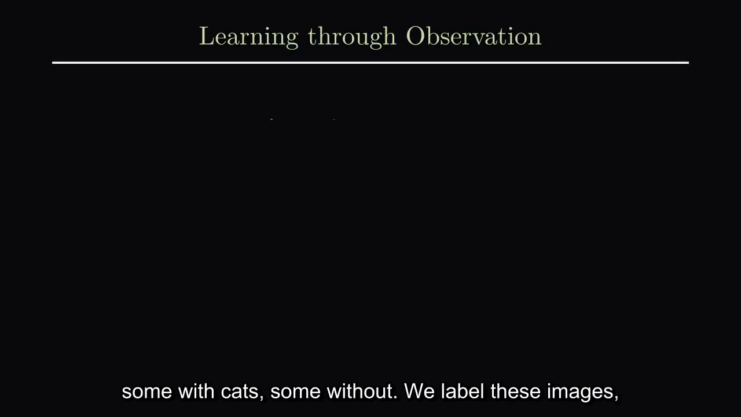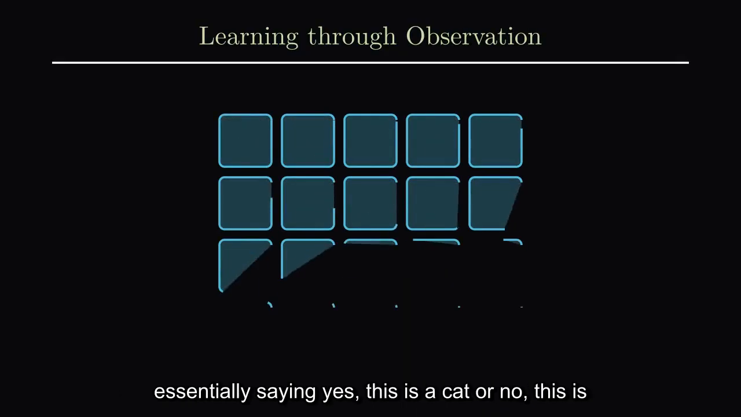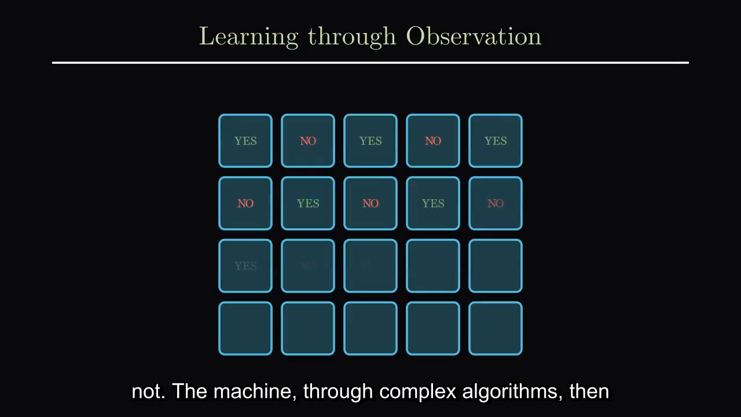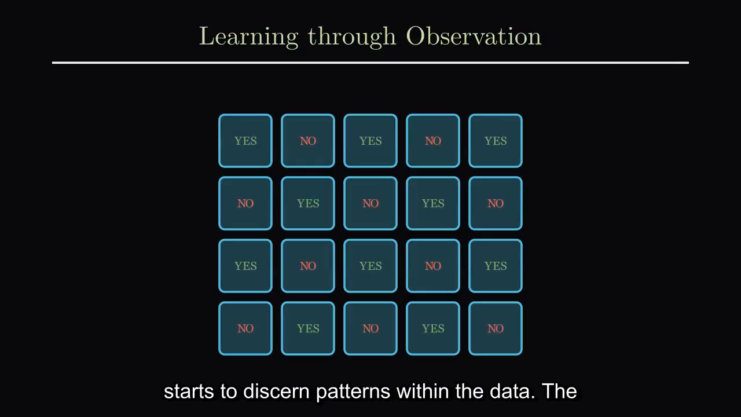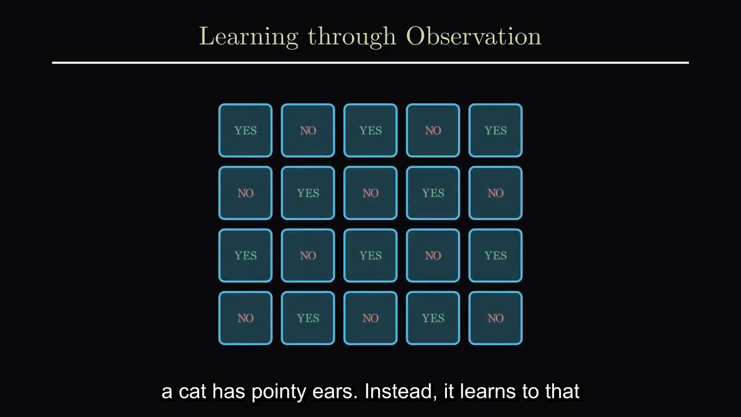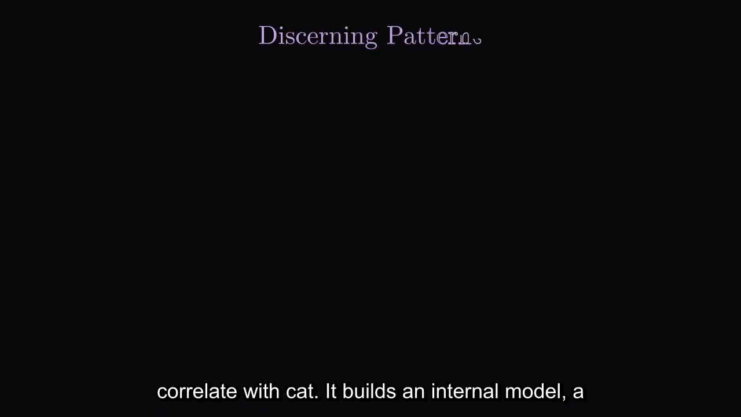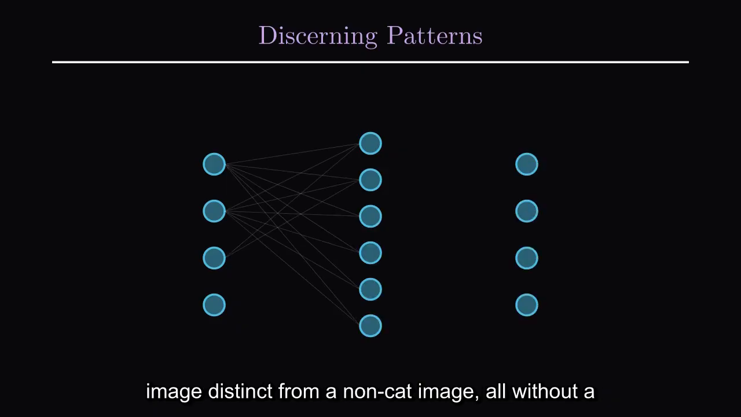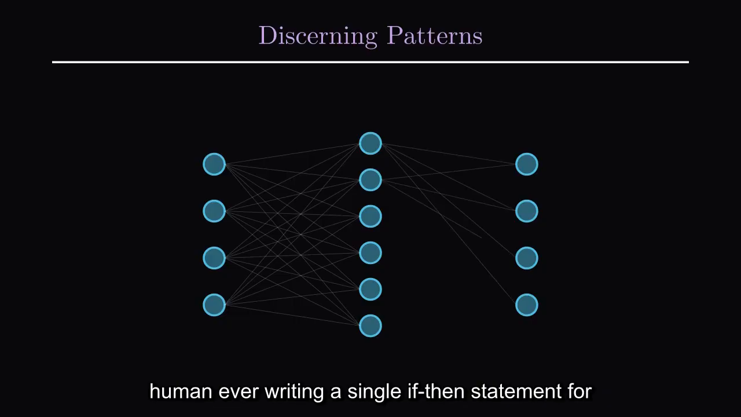Instead of us telling the computer, we show it thousands, even millions, of images, some with cats, some without. We label these images, essentially saying yes, this is a cat, or no, this is not. The machine, through complex algorithms, then starts to discern patterns within the data. The magic here is that it's not given explicit rules like a cat has pointy ears. Instead, it learns to find features that correlate with cat. It builds an internal model, a sophisticated representation, of what makes a cat image distinct from a non-cat image, all without a human ever writing a single if-then statement for whiskers or tails.